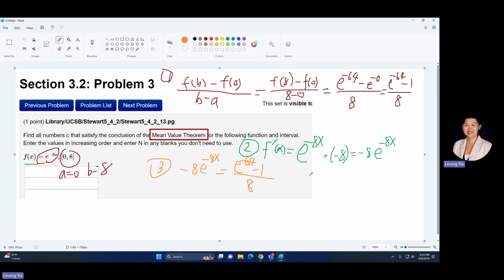Just simplify it further. e is a special number, so I have to use my calculator to do that. Yes, it's negative 1/8. No, e to the negative 64 is a really small number. I think my calculator just basically rounds it, because e to the negative 64 is too small, it would be like 0.000000. Right, so it just kind of rounds it. Yeah, it's basically 0.